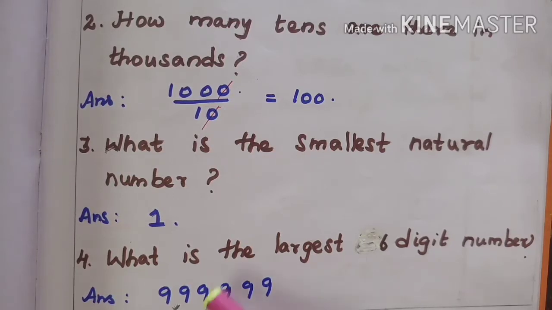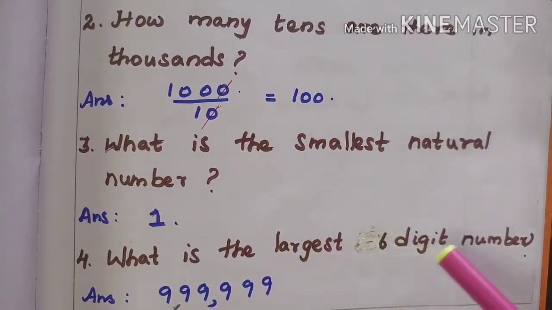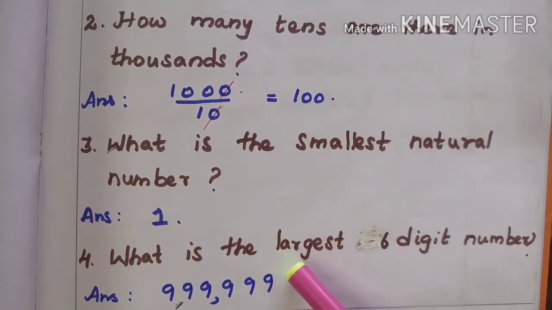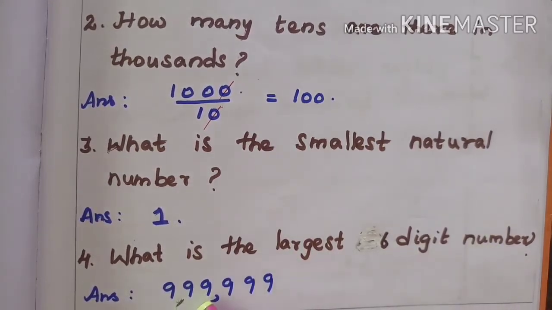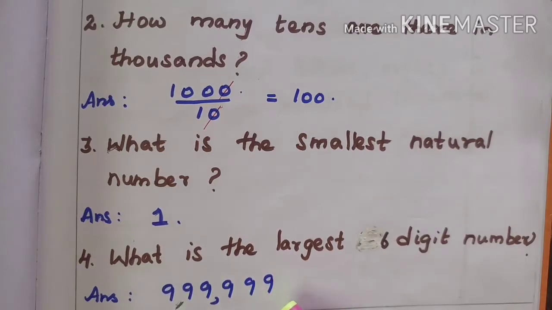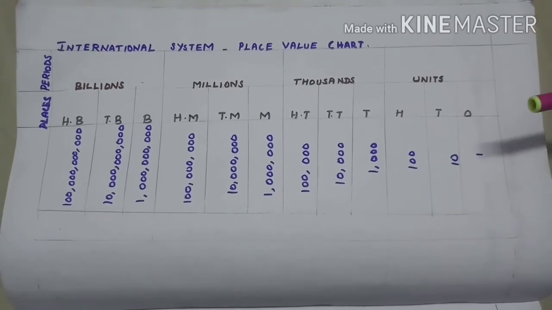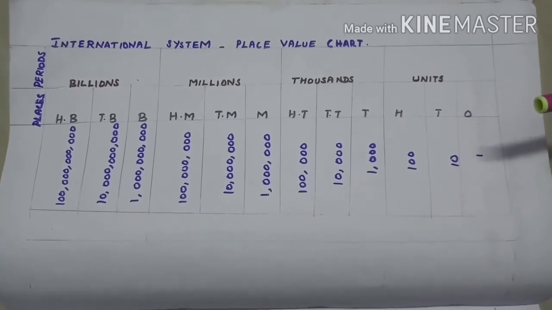Next question, what is the largest 6-digit number? Yes, 9,99,999. The largest 6-digit number is 9,99,999. The international system of units has been used around the world.